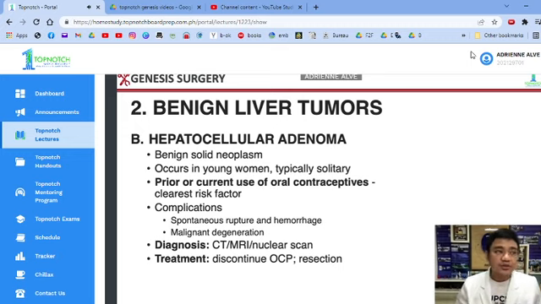And of course, the treatment for this one is to discontinue the OCP. Some of them would regress spontaneously. And if may chance siya or masyado ng malaki, na dumudugo na, okay, a liver resection, or magpe-pain yung patient mo, okay, right upper quadrant pain, na wala ng ibang attributable cause, a resection is a viable option also.